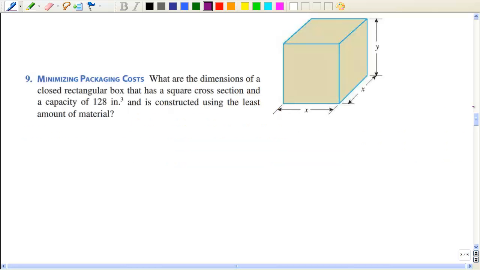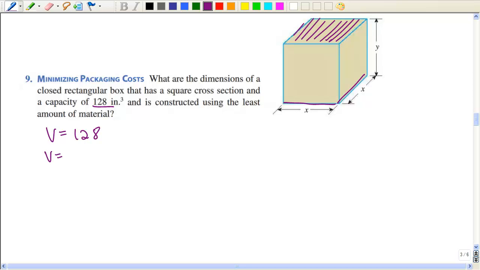Okay, on problem number 9, we have the closed rectangular box, and it has a cross section with a square cross section, meaning this part down here, or really up here, is a square. And we have a volume of 128 cubic inches, and we want to construct it with the least amount of material. So I have a volume of 128.